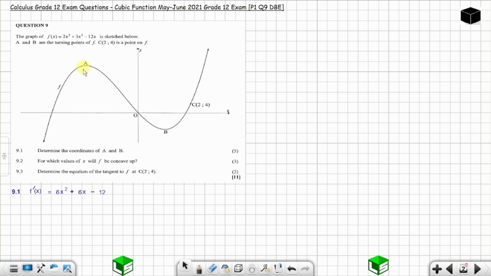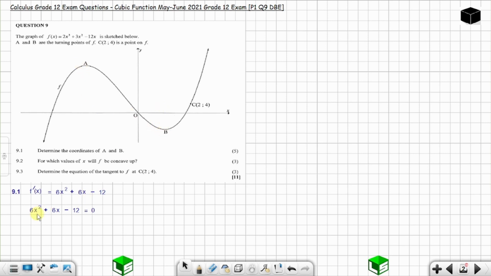So to get the x coordinate of the turning point, you are going to let the first derivative equal 0. You let it equal 0 because at the turning point, the first derivative is equal to 0. So you let it equal 0 so that you can find the x coordinate of the turning point. Okay, let's do that.